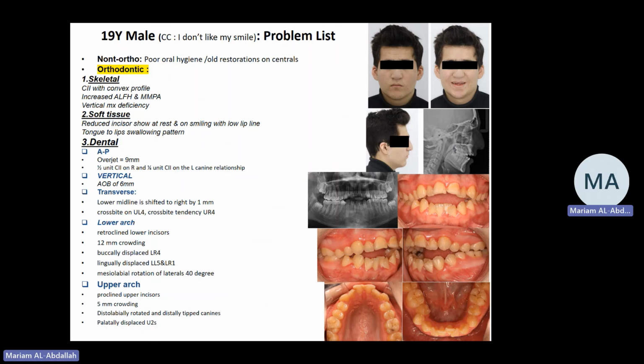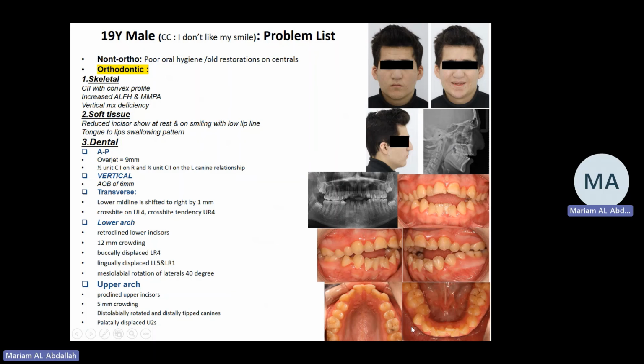Vertically, the patient has severe anterior open bite of 6 millimeters. And it is extending from the 4 on the left side all the way to the canine on the other side. So this is huge. Okay. Transversely, the patient has lower midline shifted to the right about 1 millimeter and crossbite on both 4s only. So transversely, we really don't have that many details.